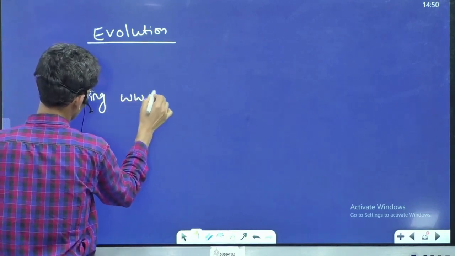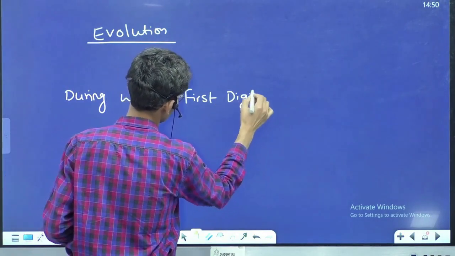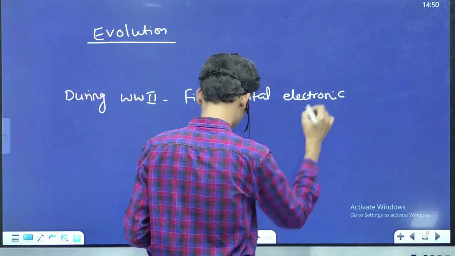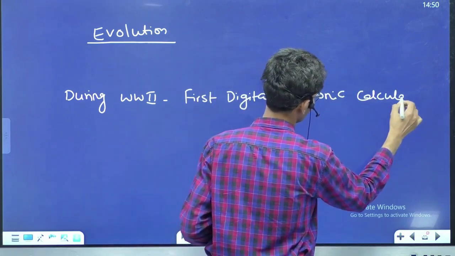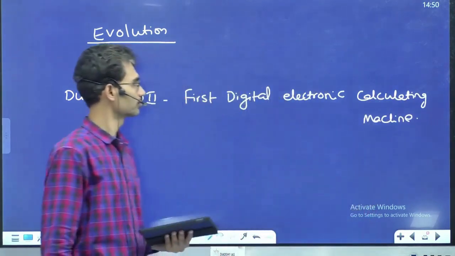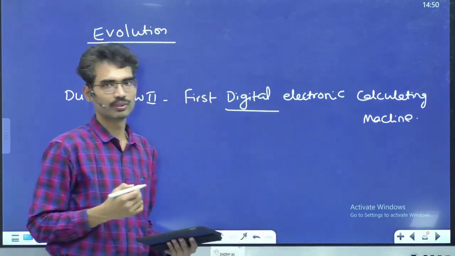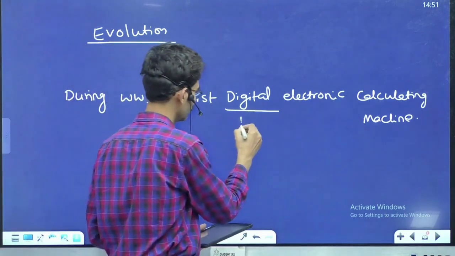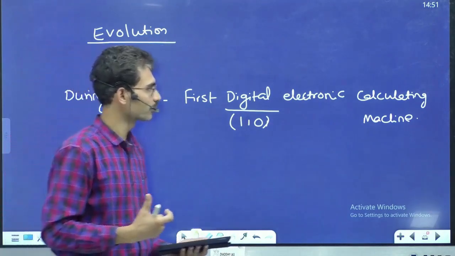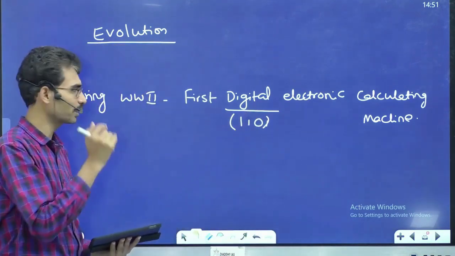During the Second World War, the first digital electronic calculating machine came. Again, every term is important. Digital: ones and zeros, digits, one or zero. Electronic equipment, a calculating machine which calculates arithmetic and logical operations.